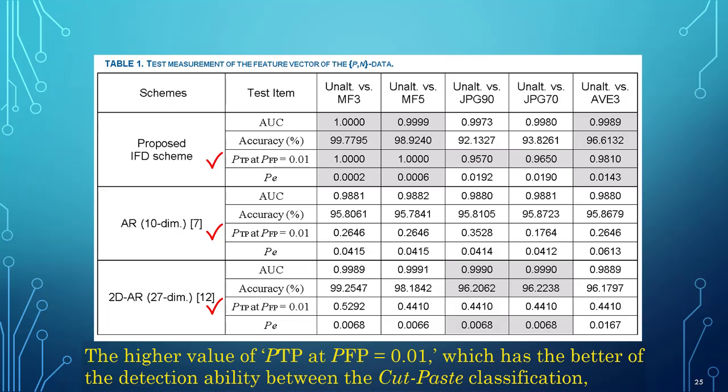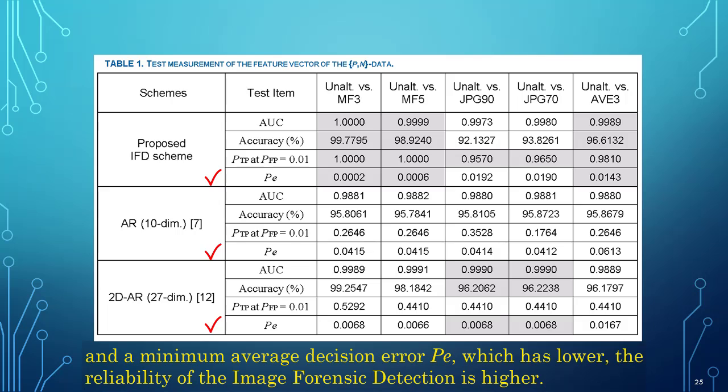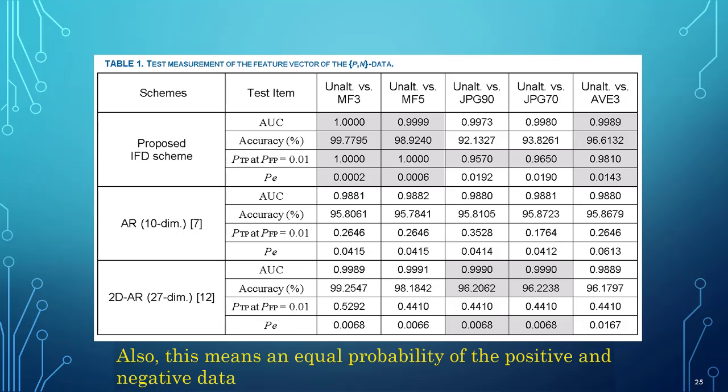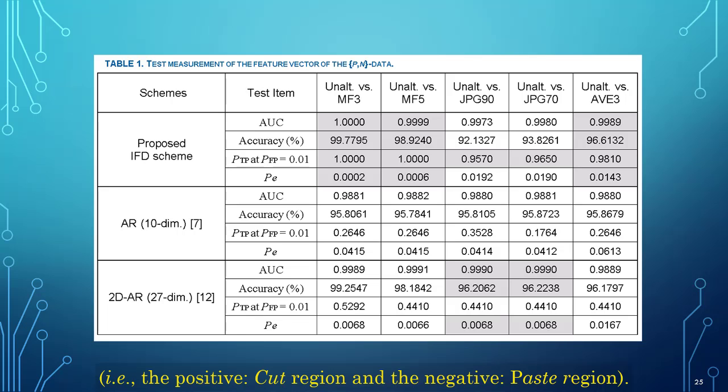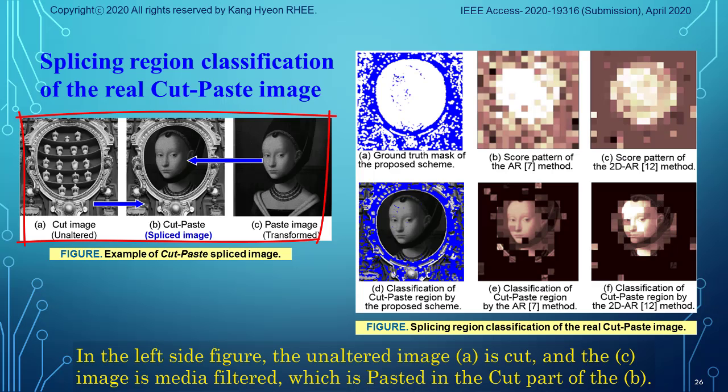The higher the value of PTP at PFP equals 0.01, the better the detection ability between the cut-paste classification. The lower the minimum average decision error PE, the higher the reliability of the image forensic detection. Also, this means an equal probability of the positive and negative data, i.e., the positive, cut region and the negative, paste region. In the left side figure, the unaltered image A is cut, and the C image is median filtered, which is pasted in the cut part of the B.